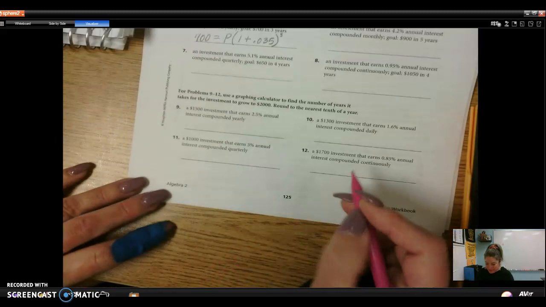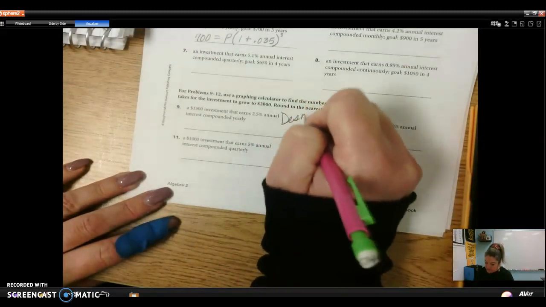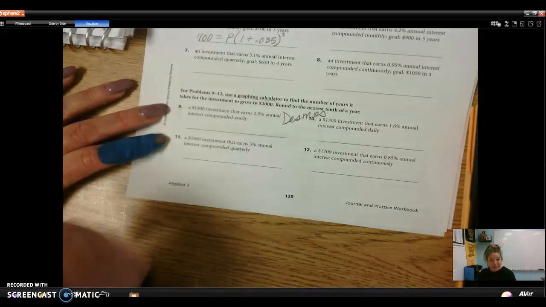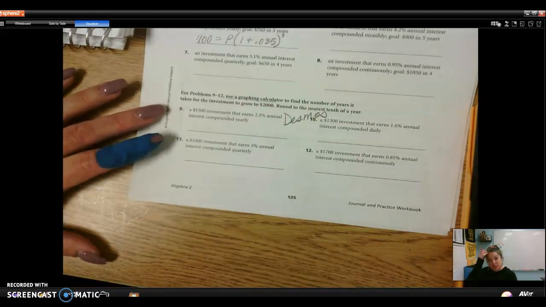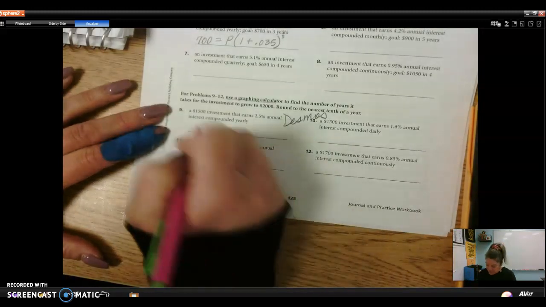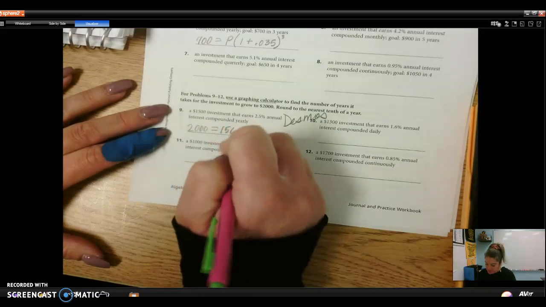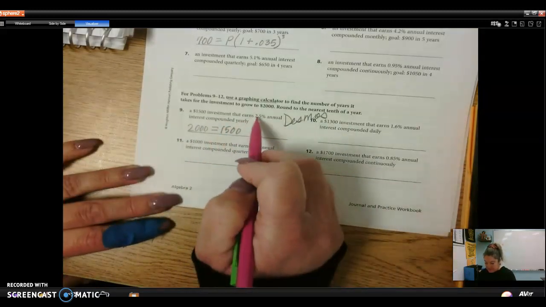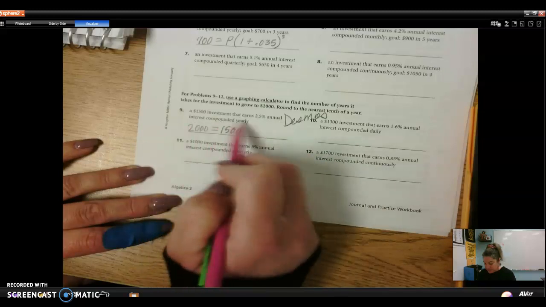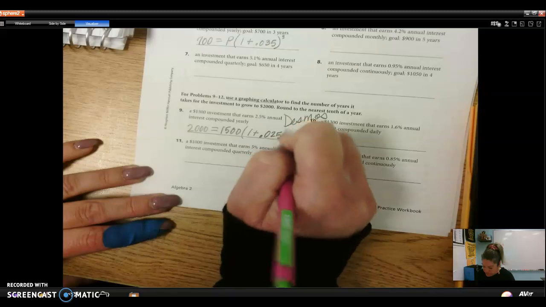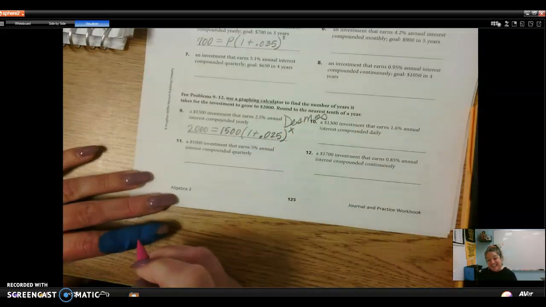All right, question numbers 9, 10, 11, and 12, you're going to use Desmos for. So let me show you how these work. Again, it says you're using a graphing calculator, but we want our investment to grow to 2,000. So for number 9, we want 2,000 to be our answer. My initial amount is 1,500. It says that it is a 2.5% annual interest compounded yearly, so I'm going to do 1 plus 0.025. And it's being raised to the x power.